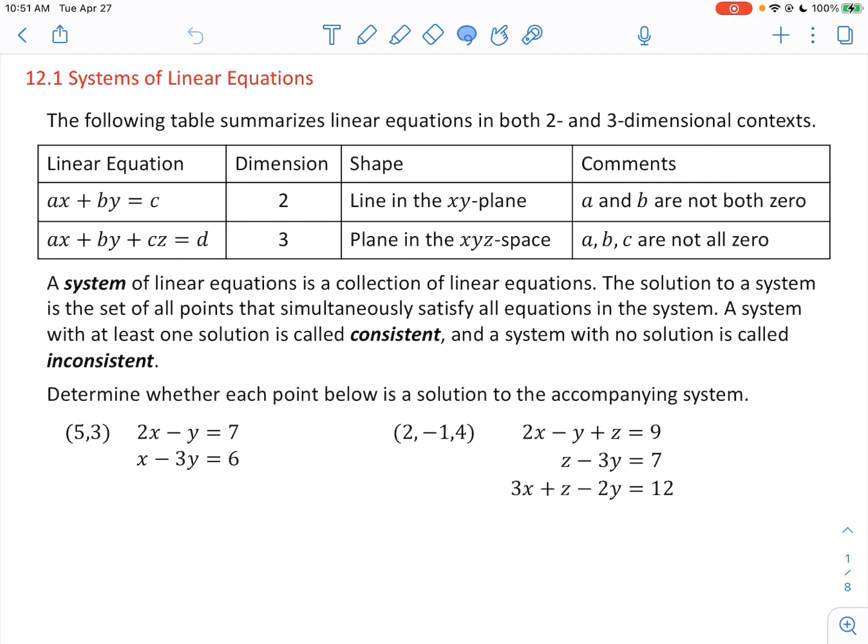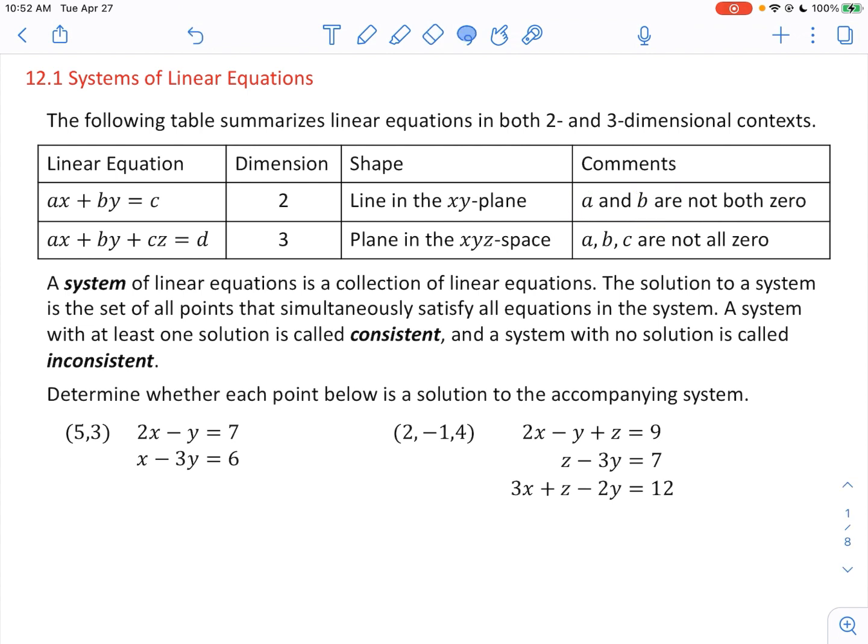The linear equation ax plus by is equal to c, where x and y are the variables and a, b, and c are constants, represents a 2-dimensional equation, and when you graph it, it's going to produce a line in the xy plane. Now, one comment we should make is that a and b are not both 0, but it is possible for one of them to be 0.